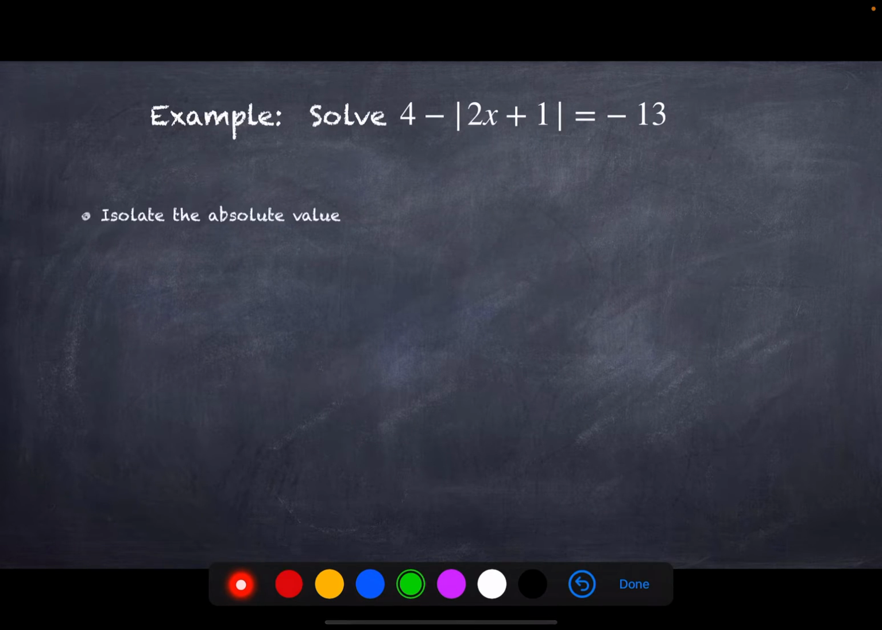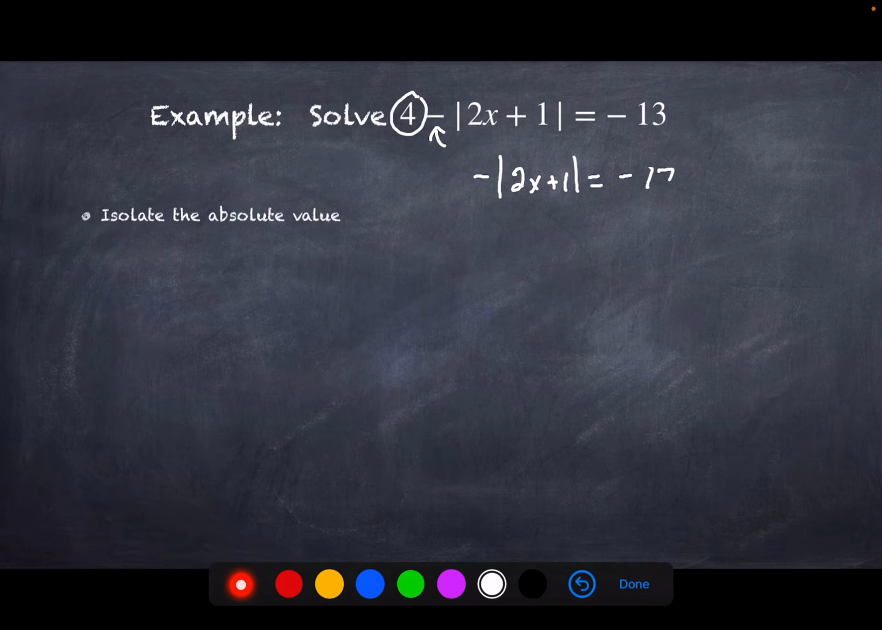Another example here. So again, first, let's isolate the absolute value. So it means I've got to move this 4 first of all. So I'll subtract that off of both sides. Don't forget I still have this negative here. So I have negative absolute value of 2x plus 1 equals negative 17.